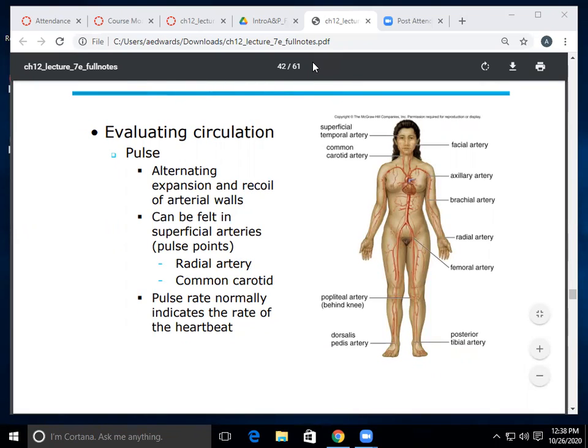And that would include the radial artery, right? And the common carotid artery. So you've probably seen people take pulses in the throat up here or by the wrist, okay? Common carotid artery up here at the throat, and radial artery on the wrist, on the thumb side, okay? So your pulse rate is generally going to give you a sense of how fast your heart's beating, or how fast the patient's heart's beating. So it gives a sense of the heart rate.